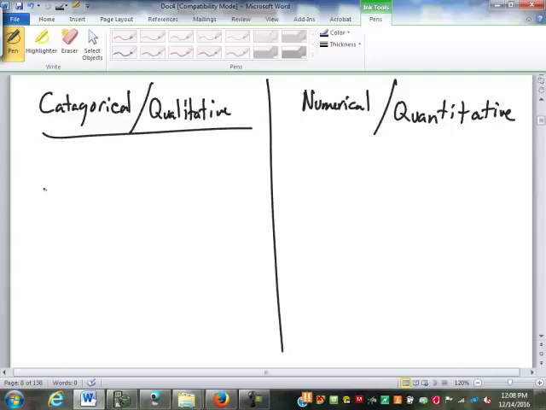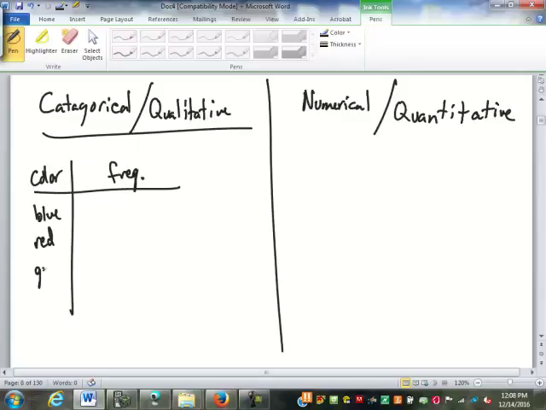So if it's your favorite color, it's pretty simple. You're going to list your color here, your frequency, and all the colors that were given. And then there, whatever the frequency is. Like that. For numerical data, it can be a little bit more difficult.